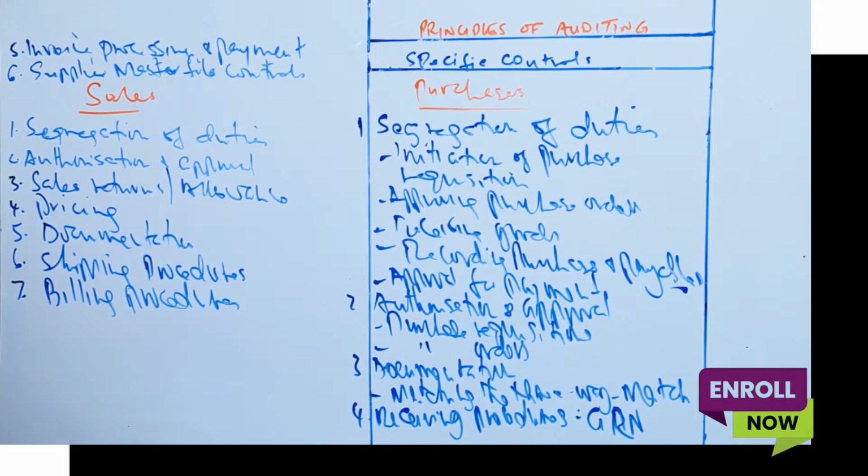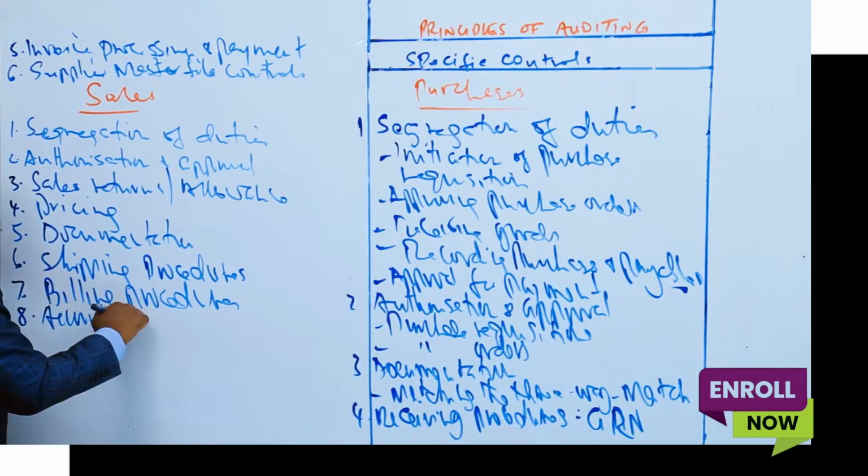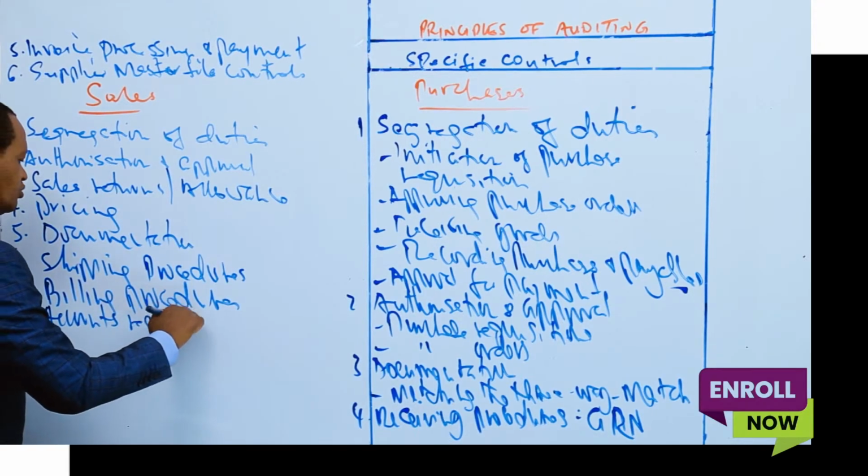Of course, we have to mention automated checks for pricing and quantity on invoices. That is also a control. Then number 8, we have accounts receivable management.